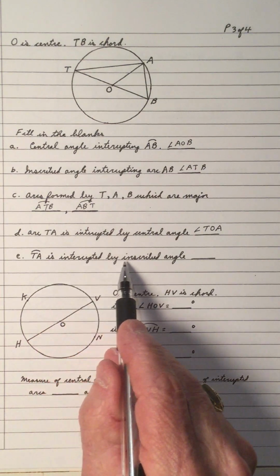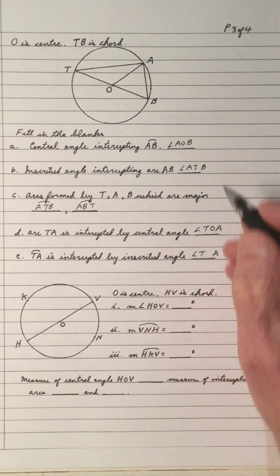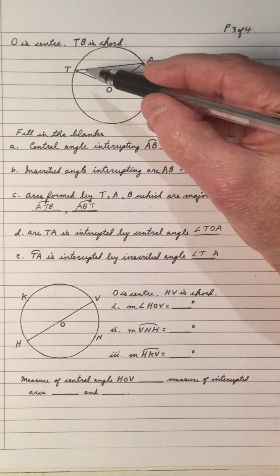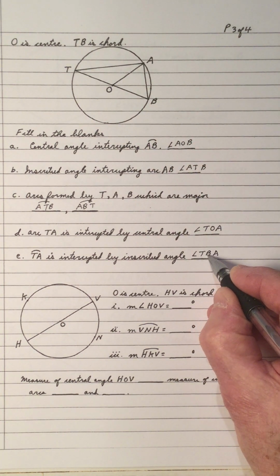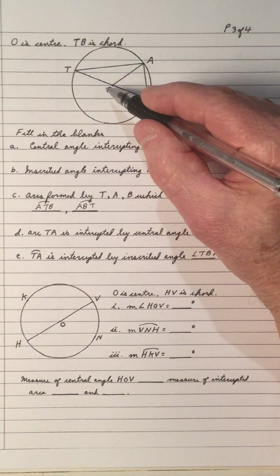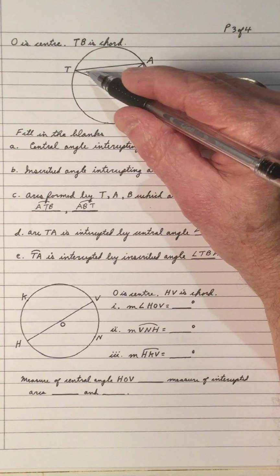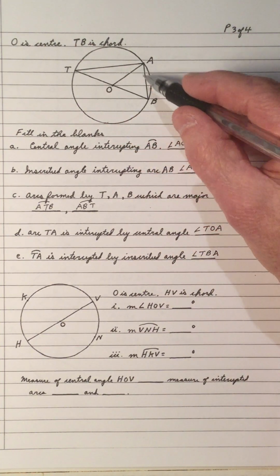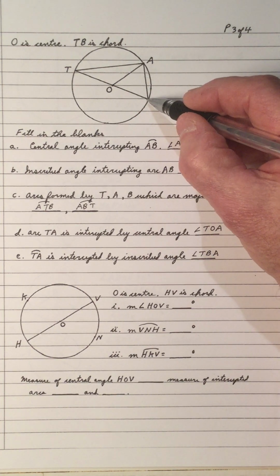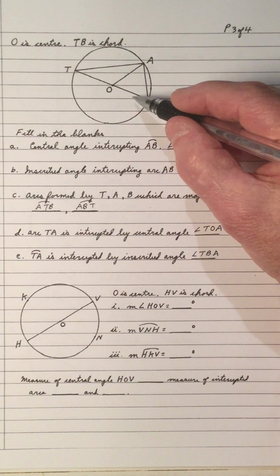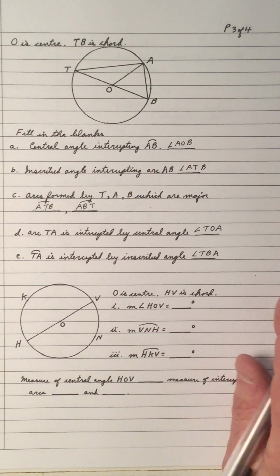Arc TA is also intercepted by an inscribed angle. Again, the angle starts with T and ends in A, so we want an inscribed angle. So TBA is an inscribed angle. Remember, central angle TOA is an angle at the center made up of two radii. An inscribed angle is made up of two chords, and the vertex is on the circle. So the two chords meet at B. Chord, chord, inscribed angle.